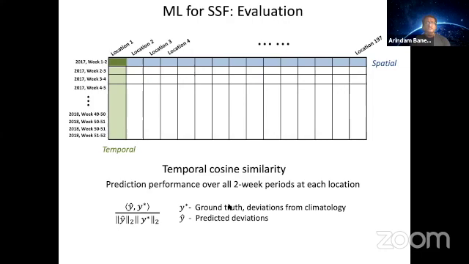And then Y star is the ground truth. Remember, the ground truth is deviation from climatology, so it's relative to the 30-year average. And then Y hat is what we are predicting, the deviation, so we're computing cosine similarity. So we are looking for positive cosine similarities, right? If it's zero, it's basically climatology. If it's negative, we are doing worse than climatology, and that's no good.